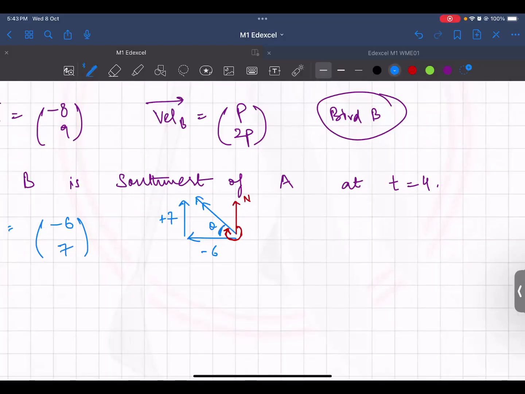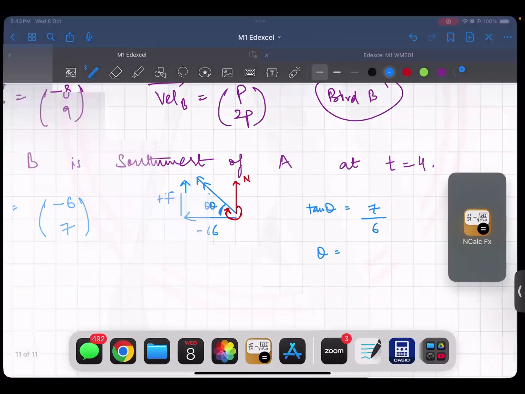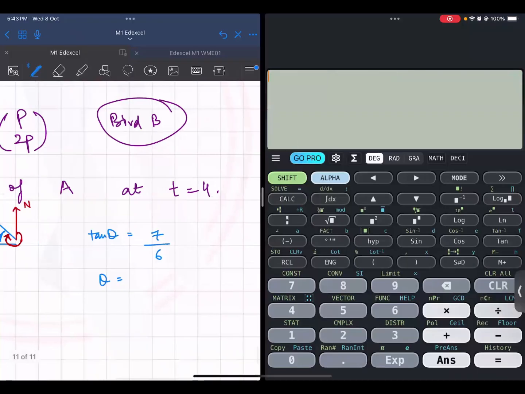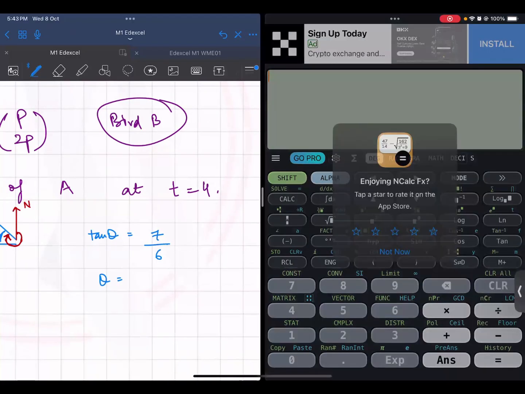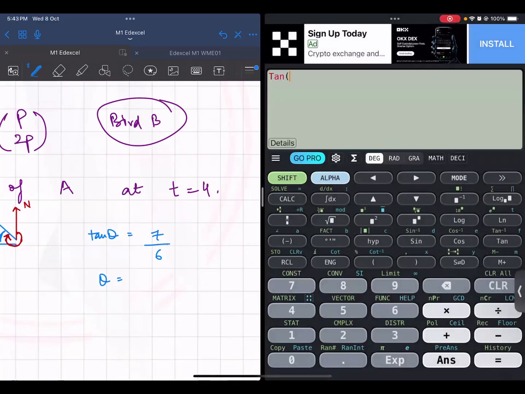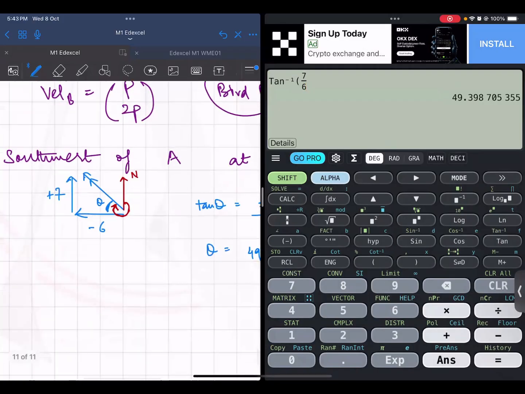If we find this angle theta, tan theta is equal to opposite upon adjacent, which is 7 upon 6. So theta will be equal to tan inverse 7 upon 6, which is 49.4 degrees. So this is 49.4.